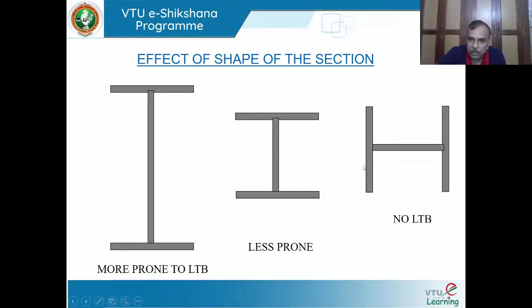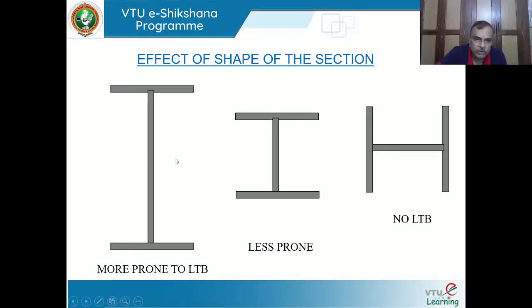But here, if you see the same I section, but put in this fashion, in the form of an H, what is this? So this is where the moment of inertia is through the horizontal axis. But if you see the vertical axis through the centroid, there is nothing like a flange coming into the picture. So that is the beauty.